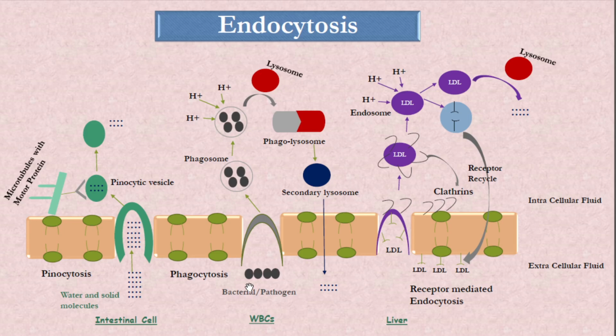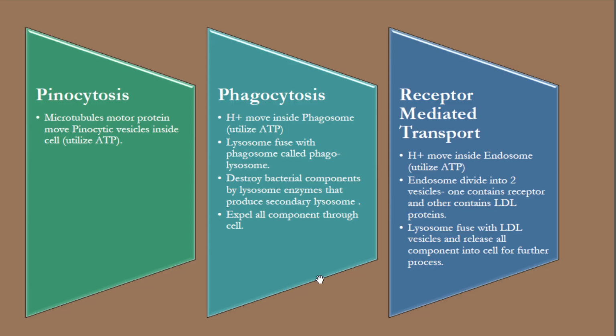Next one is phagocytosis. Here the engulfment is happening. Mainly in endocytosis, engulfment of the material takes place. When a bacteria or a pathogen enters, the H plus ion gets activated, and with the help of the H plus ion, lysosomes get fused with the phagosomes and do the lysis of the bacterial cell, and that waste material is then left in the cell for further processing.